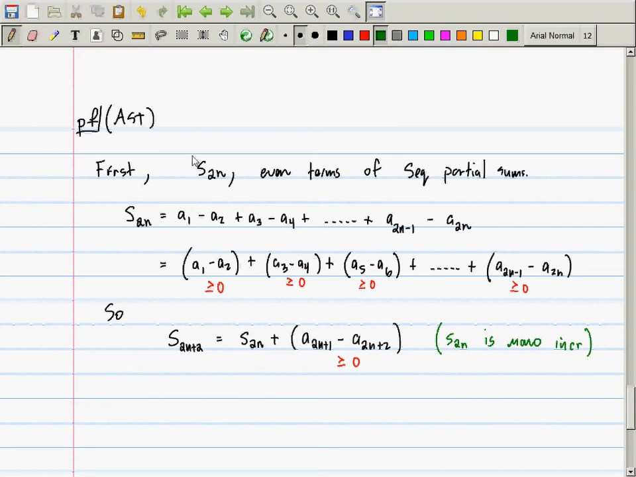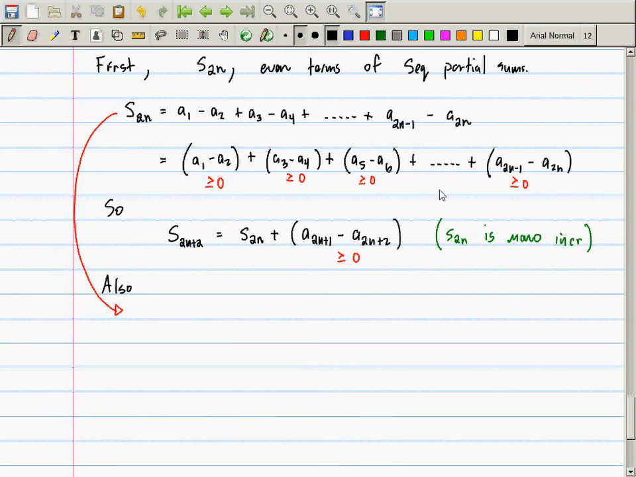Now I'd like to point out another thing. I'm going to take this same S2n and say that I can also parenthesize it as follows, to point out that this is all greater than or equal to 0. So S2n is equal to A1 minus A2 minus A3, and then minus A4 minus A5, and then minus dot dot dot all the way down, minus A2n.